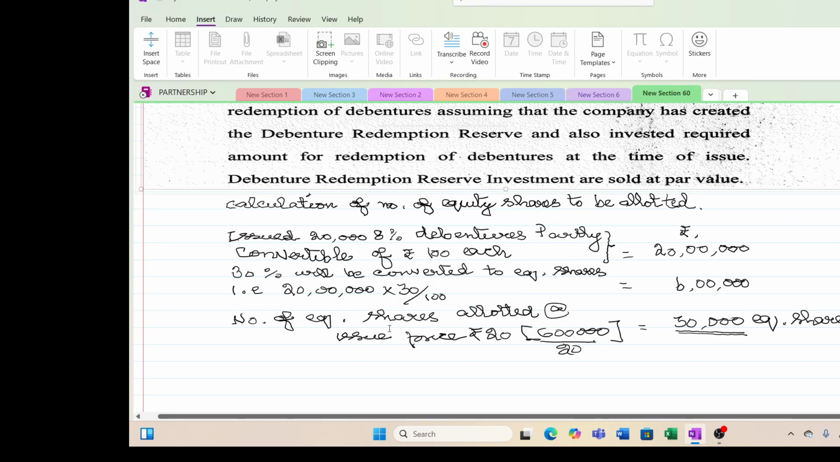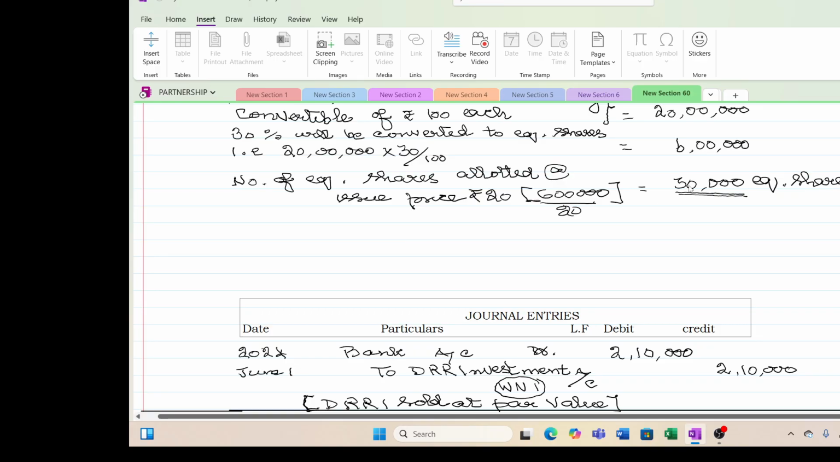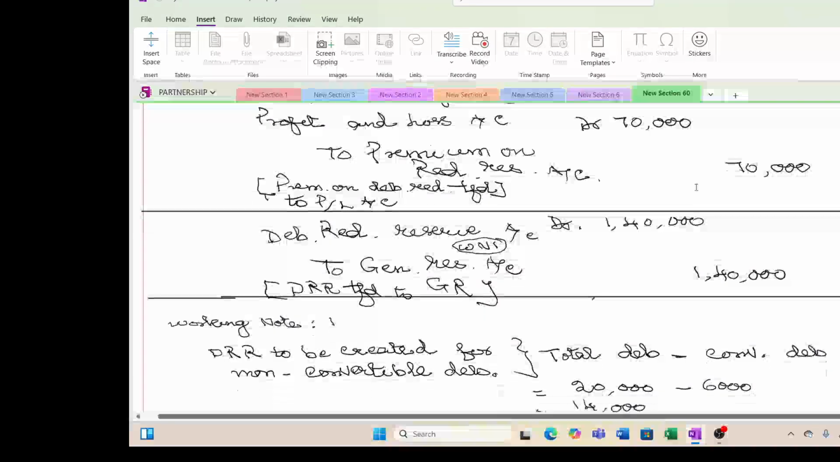But the equity shares are going to be allotted at a price of rupees 20. Issue price is 20. So if you divide the amount by this per share rupee, you will get the number of equity shares. There is no hard and fast rule, so it is very easy. They are going to allot 30,000 equity shares of nominal value 10 rupees, but issued at a price of 20 rupees with a premium of rupees 10. Okay. Now we will do the working note and then come back to the journal entries.